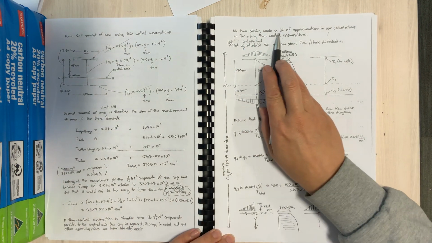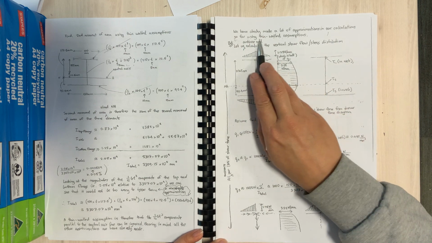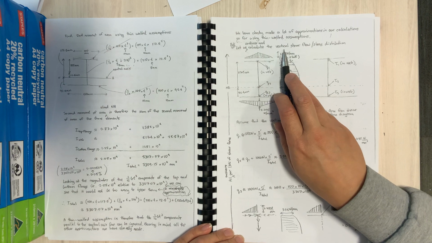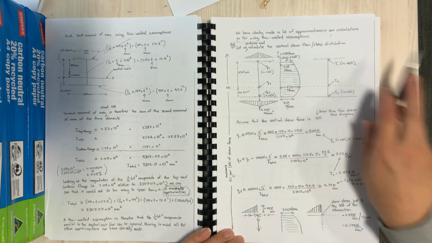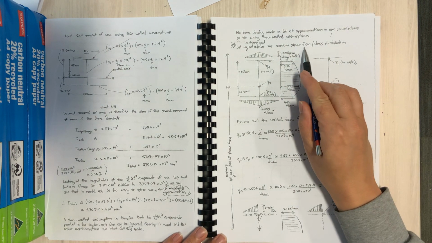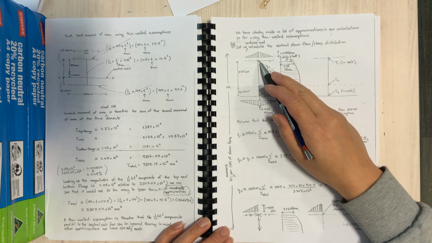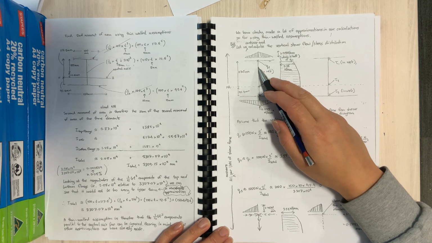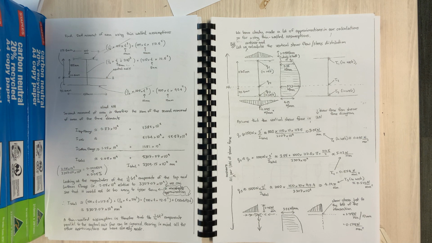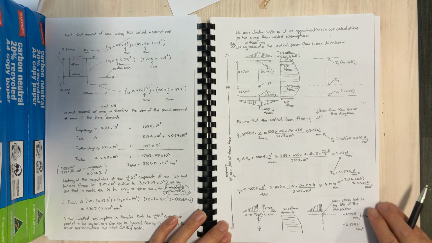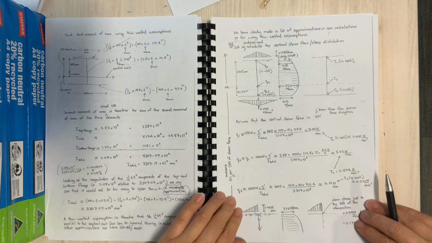We have clearly made a lot of approximations in our calculations so far using thin walled assumptions, but let us continue and calculate the vertical shear flow shear stress distribution, because the shear flow and the shear stress is the same, and if the thickness is different between the web and the flange, that obviously means the stresses are going to be different, but the flow is going to be the same. So let's now sketch the shear flow distribution, which we've got there.